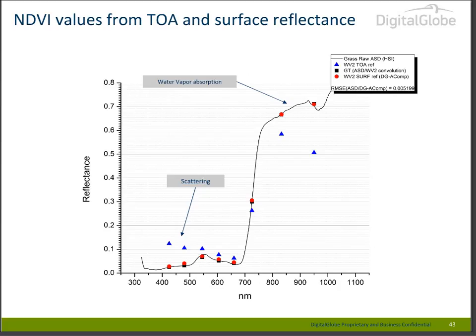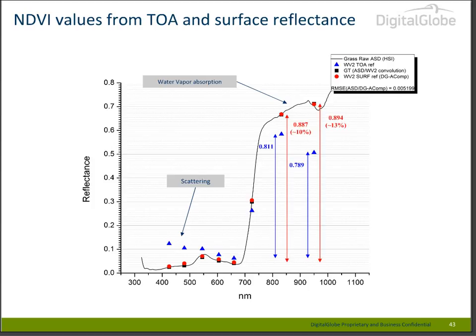In this plot, what I'm showing is, again, a hyperspectral signature of grass that we acquired with our spectrometer. We also illustrated with these blue triangles the top of the atmosphere reflectance, and with red the surface reflectance. If you calculate NDVI from top of the atmosphere reflectance, you get around 0.8, whereas the actual NDVI should be around 0.9 according to this hyperspectral signature. So if you don't use surface reflectance, you are committing about 10–15% error.